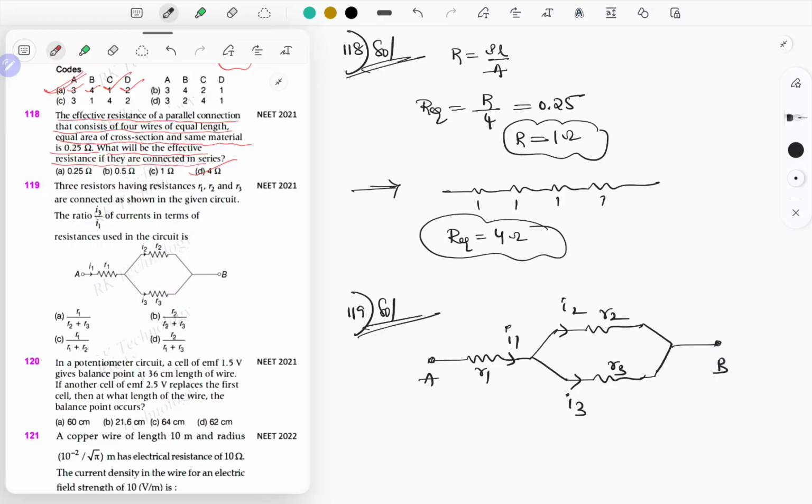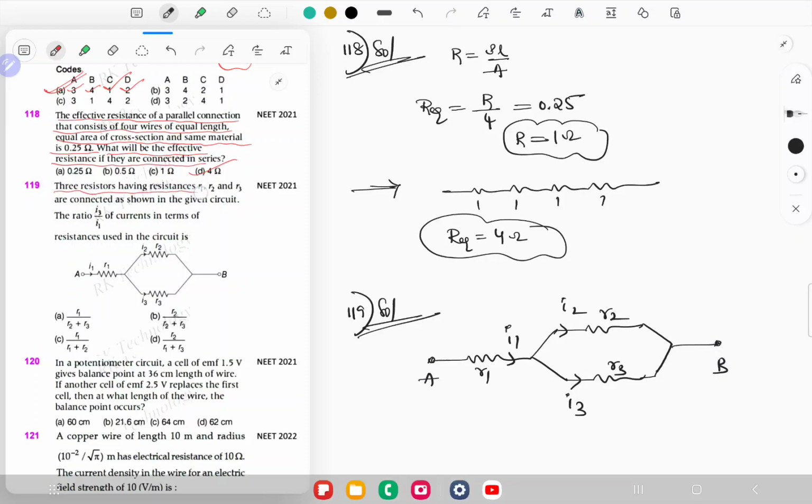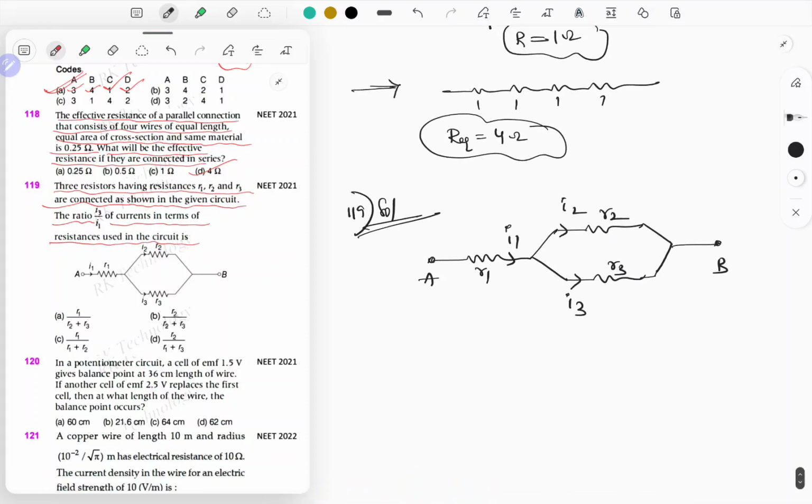Let's read it out. Three resistors having resistances R1, R2 and R3 are connected as shown in the given circuit. The ratio of I3 by I1 of the currents in terms of resistances used in this circuit is... Okay, so they're asking the I3 to I1 ratio. Let's find out the current flowing through resistor R3, that is I3.